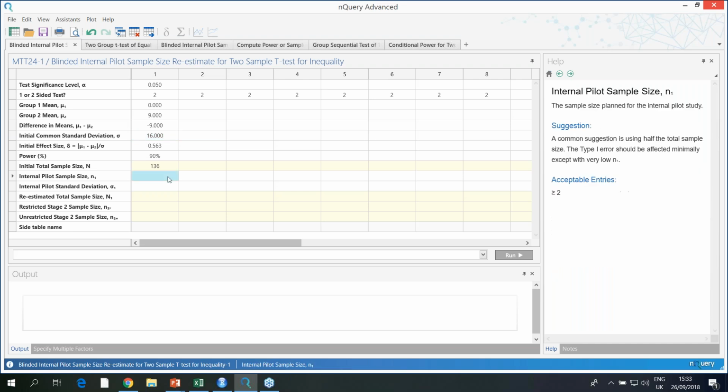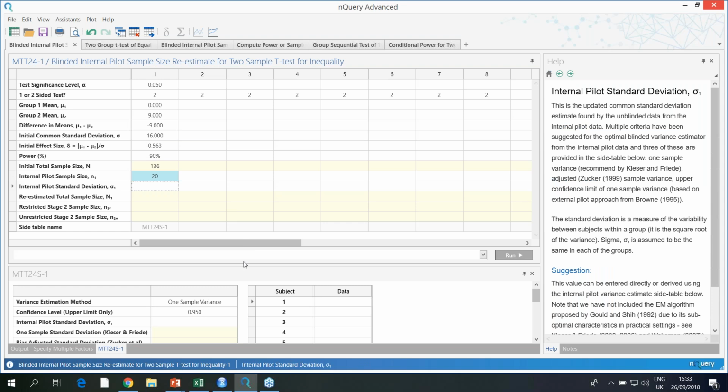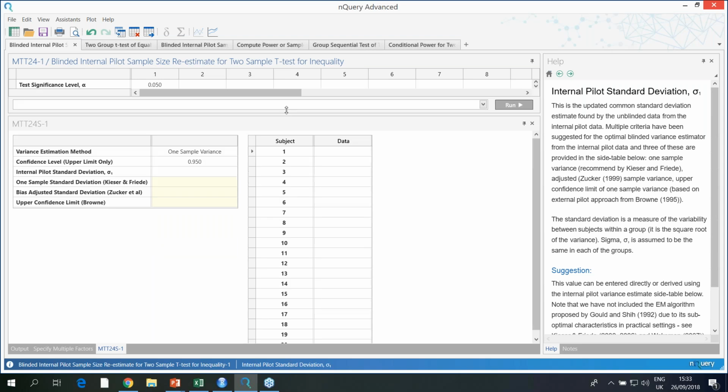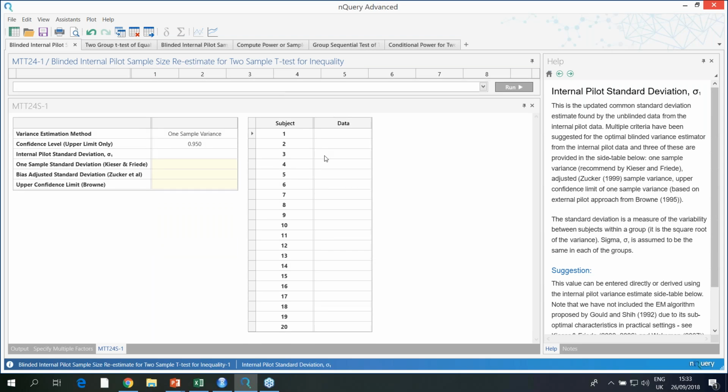So once we click on the internal pilot sample size, we'll set this to 20, and that's equal to 10 per group, basically. And what will happen in nQuery then is that you'll automatically get this blinded sample size re-estimation side table, and this is pretty simple to understand. What we have on the left-hand side here is 3 options for the variance value that you want to use.